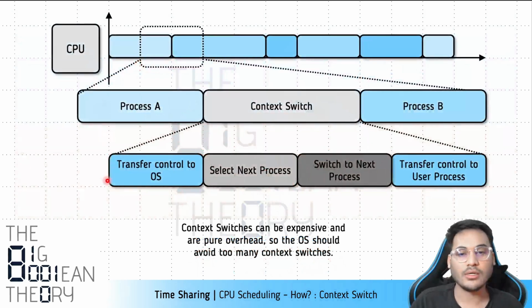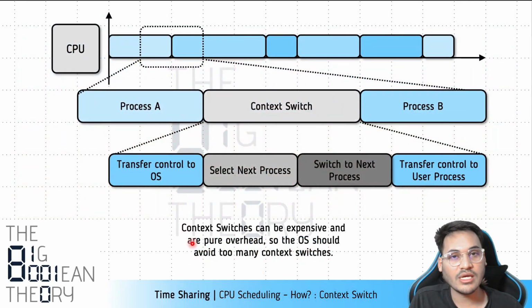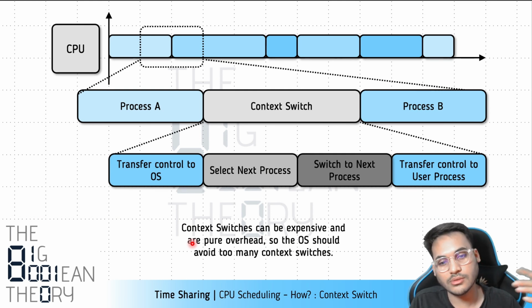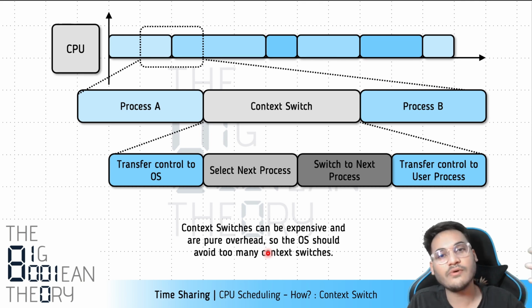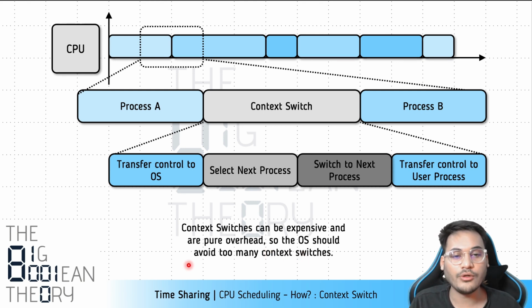The final point is that context switches can be expensive, right? You are doing a lot of things. There is a trap, you handle the trap, you switch the registers, then you return from trap. This is pure overhead. You're not doing any useful work when doing a context switch, right? The instructions that happen during a context switch are not useful at all, so they are pure overhead. When I say they are not useful, obviously they serve a purpose, but they are not serving the purpose of the user, so the operating system should avoid too many context switches because they can be expensive.